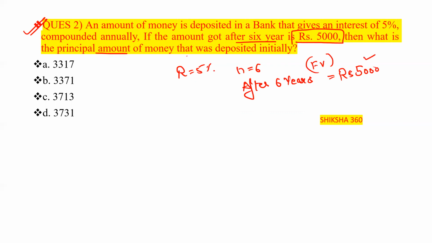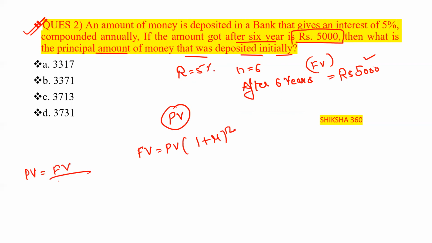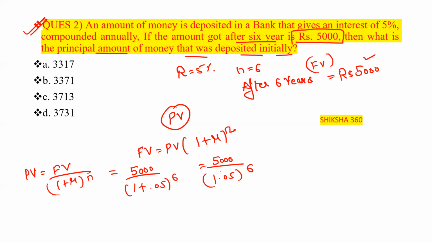So what is the principal amount of money that was deposited initially? What we have to calculate is the present value. We know that future value is equal to present value into (1 plus r) power n. So the present value is equal to future value upon (1 plus r) power n. Just put the values here: 5,000 upon 1 plus r, which is 0.05, and n is 6. So 5,000 upon 1.05 power 6. Try to solve the question. What is the correct answer? 5,000 divided by 1.05 power 6.